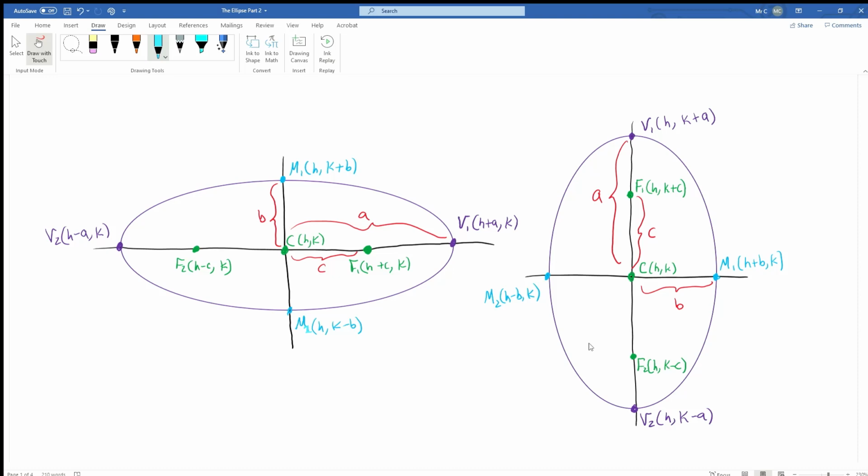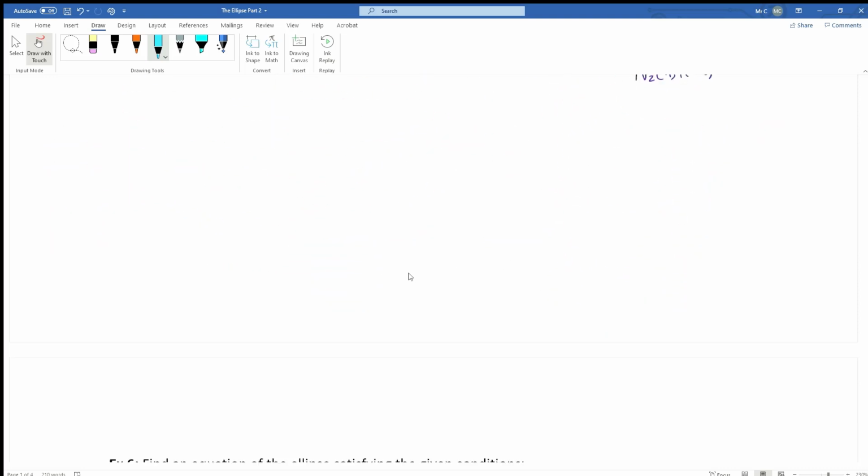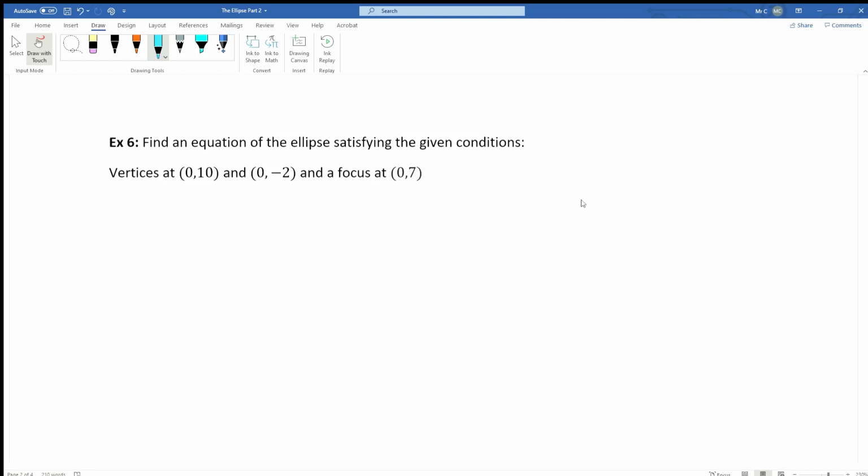Okay, so let's move on. Find an equation of the ellipse satisfying the given conditions. Vertices at (0, 10) and (0, negative 2), and a focus at (0, 7). So let's go ahead and try to graph this. So we've got (0, 10).